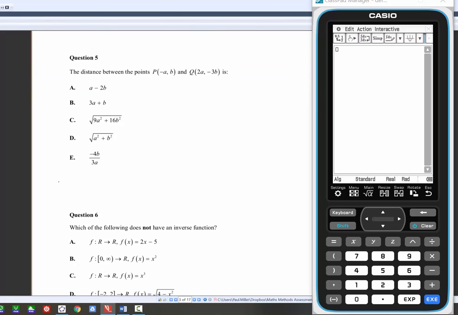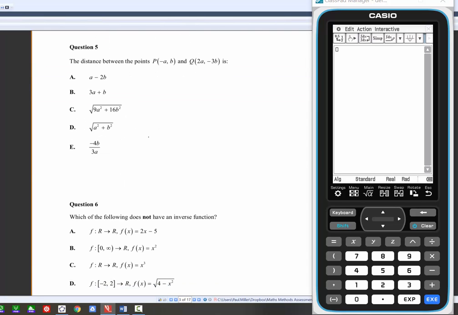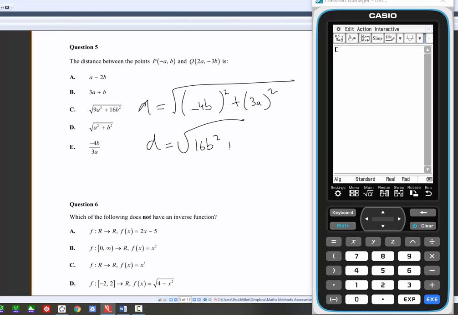All right. We're going to do a distance between points problem. We're going to use the distance formula, which is the square root of. Now what we're going to do is work out the difference in y values. So negative 3b take b is negative 4b, and we're going to square the result. Plus, so we're just using Pythagoras' theorem here, really. 2a take negative a, which is 3a, all squared. D equals root of, now negative 4 squared is 16b squared plus 9a squared.